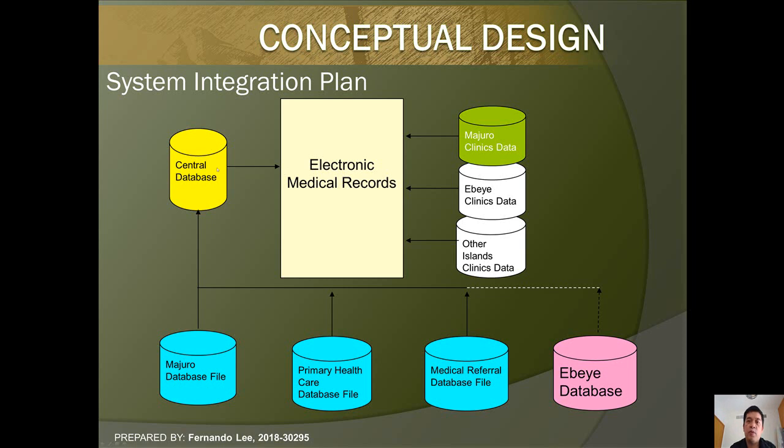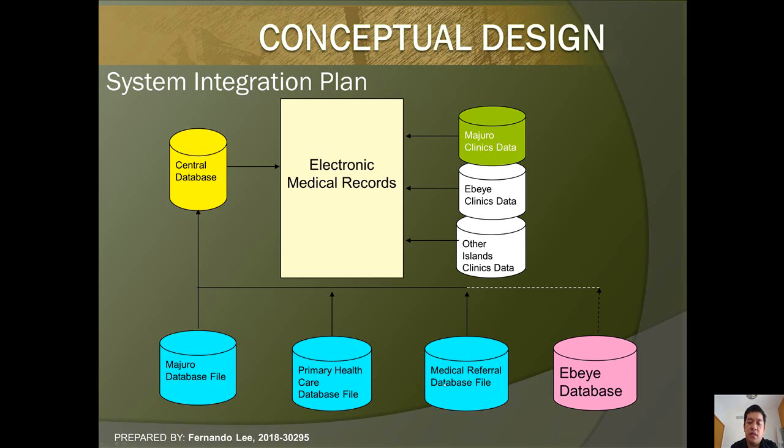So basically this is the conceptual design. In the center we have here the electronic medical records, which is from the central. We have the main database, and then on the right side we have the clinics. Below are the databases from different hospitals.